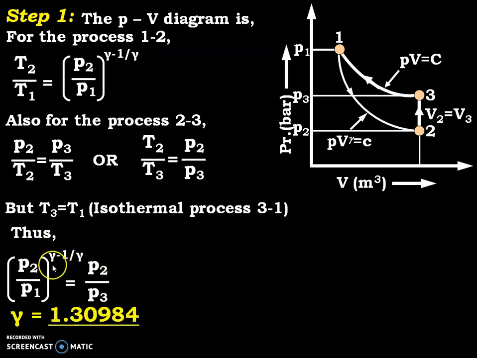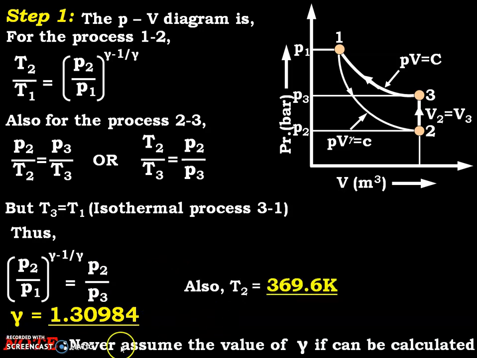Using that we can calculate the gamma, because they have not given us the gamma. They have given us the Cp value, not the gamma value. So let us calculate the gamma. And please understand one thing: never assume the value of gamma if it can be calculated. If you are able to calculate the gamma, then don't assume it. Using this, gamma equals 1.30984. Using the above equation, T2 by T1 equals P2 by P1 raised to gamma minus 1 upon gamma, we can calculate T2. So T2 equals 369.6 Kelvin.